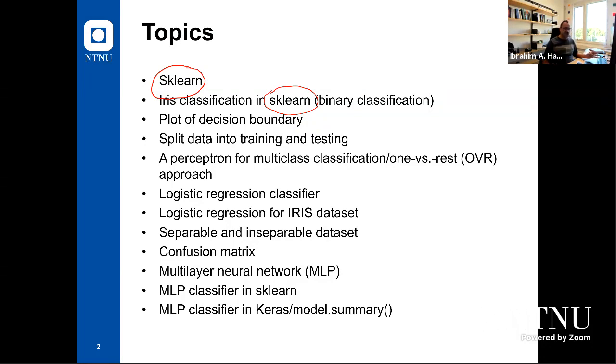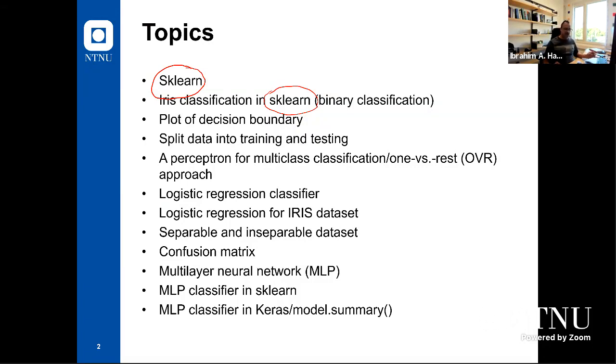And if you want to extend it for multi-class classification, it should be fine. So we will use the one versus rest approach. With the one versus rest approach, you don't need to worry about it. You can implement it by yourself, but it's also implemented in sklearn. But the concept is quite simple.